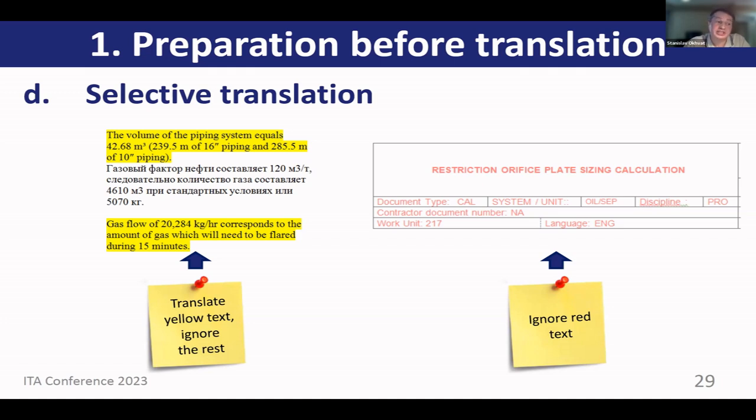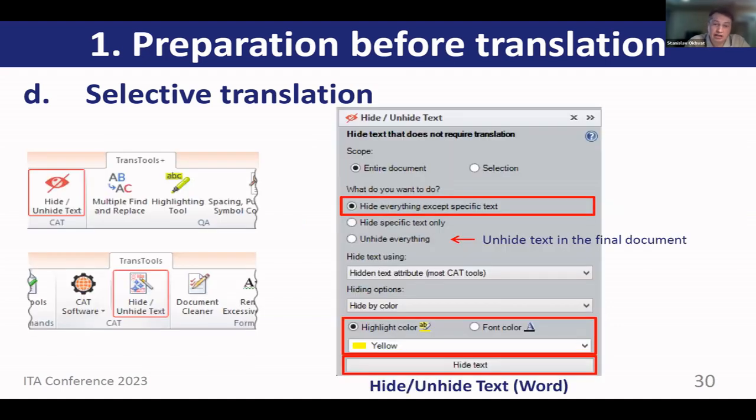To translate only specific text in your CAT tool, you will need to mark non-translatable text as hidden text in Microsoft Word. Save the document and only then import it into the CAT tool. If there are several fragments that need to be translated or ignored, hiding the text manually becomes time-consuming and prone to error. Instead of manual hiding, use a tool called Hide and Hide Text, available both in TransTools Plus and TransTools.